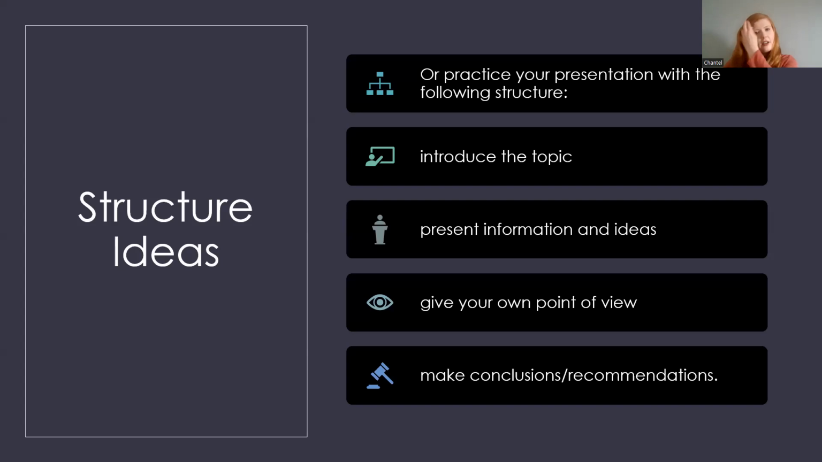Some structure ideas would be as follows. You can introduce your topic, present all of your information and ideas. Perhaps you want to give your own point of view and then make some conclusions and/or recommendations afterwards.